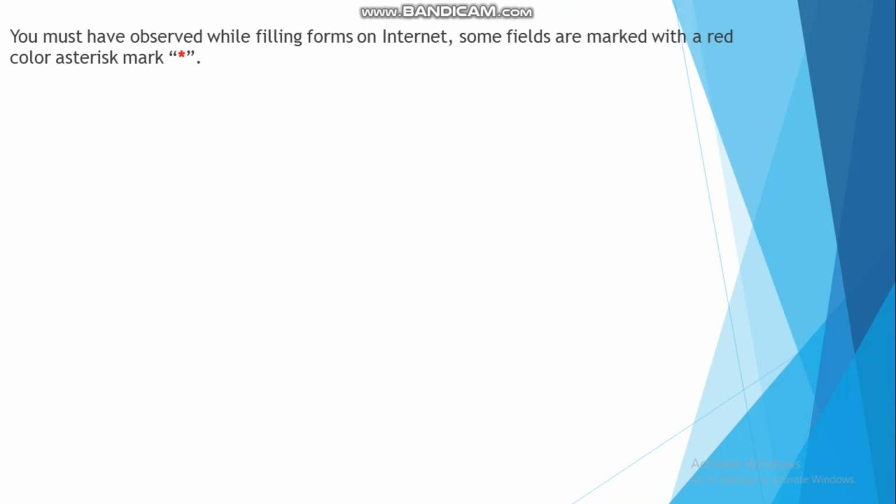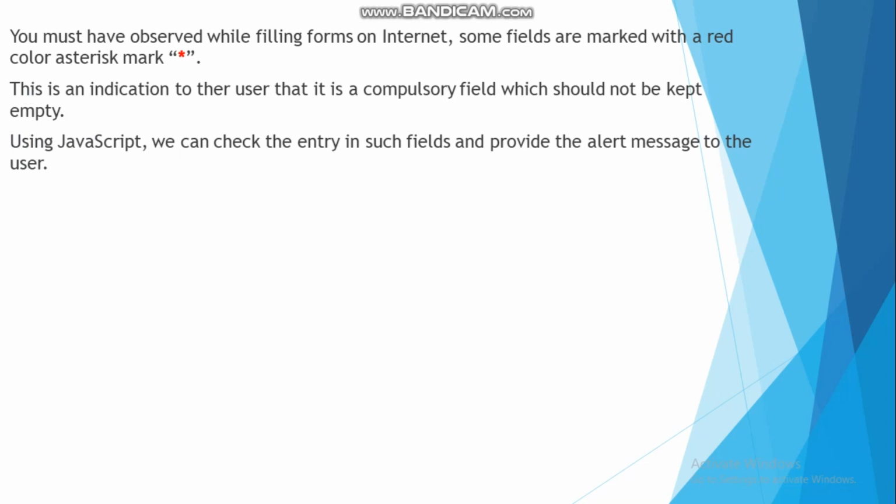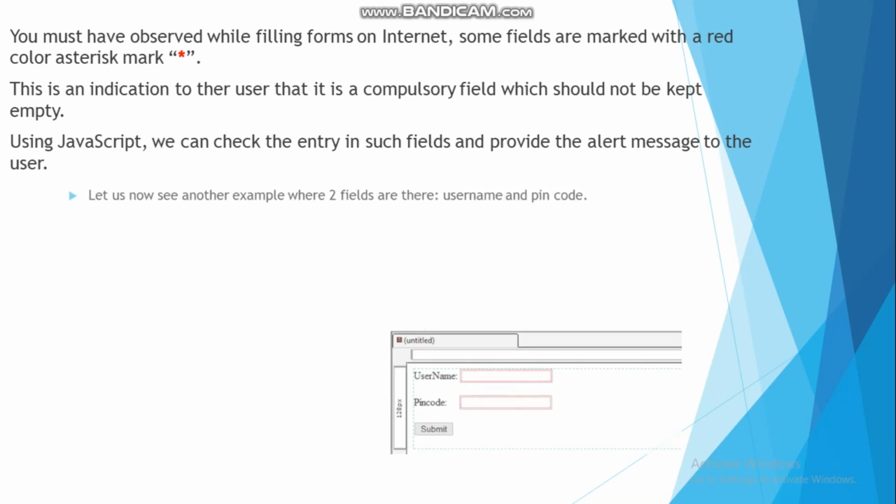Now you must have observed while filling forms on internet that some fields are marked with red color asterisk mark, that is star sign. It means that this information is compulsory. So this is an indicator to the user that it is a compulsory field which should not be kept empty. Using JavaScript, we can check the entry in such fields and provide the alert message to the user.